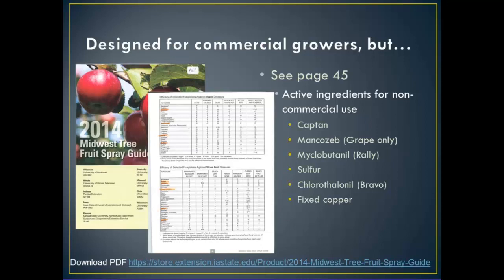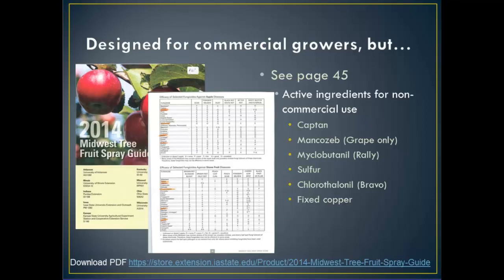Now, because I work with both homeowners and commercial growers, a lot of times I'll go through the spray guide, and you can see where I highlighted with a marker which products have an equivalent on the home market. Maybe you can't see it because it's kind of small, but the block at the top shows the pesticides that are labeled for apples, and you can see where the orange is. Those are the products that have an equivalent on the home market. The same goes for the block below that, which is for stone fruit, specifically peach.